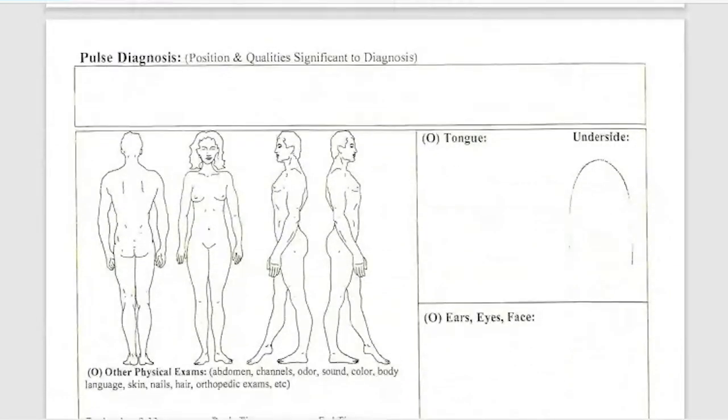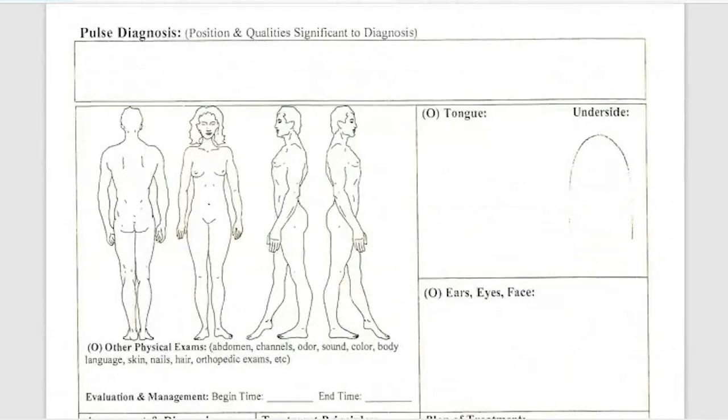So let's get into the backside here, pulse diagnosis. This is also 10 points of your grade. You want to put 5 or more pulse qualities, and also the position if you're upstairs observing in the student clinic. Now, if you're externing and your practitioner does not take the pulse, all you need to do is write NA.